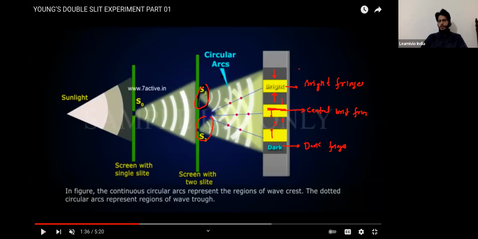Is it clear? This Young's double slit, this animation of the Young's double slit experiment? Yes, sir, it's clear. Yes, sir.